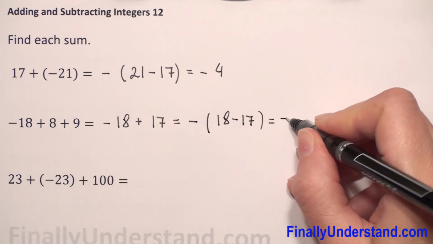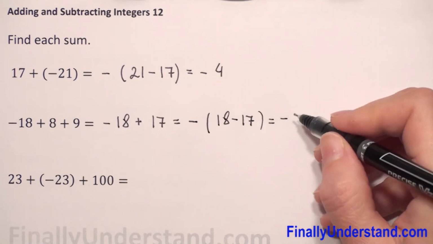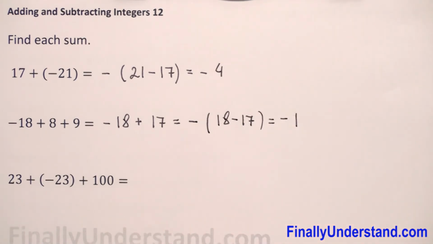So the negative sign we have to rewrite. 18 minus 17 is 1. So this is my solution to the second example. And the last we have 23 plus negative 23.